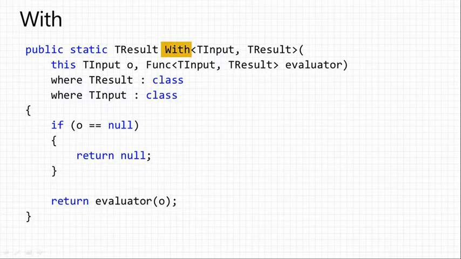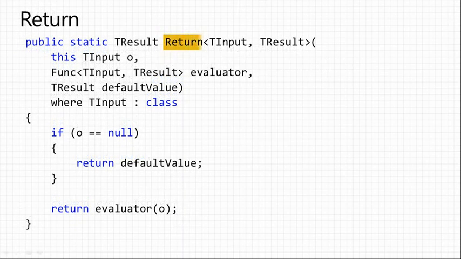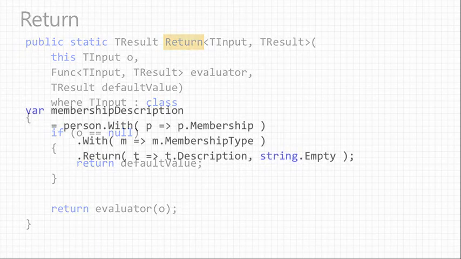Okay, bear with me. Another routine called Return. Very similar. It again has a little conversion function, but this time, instead of just returning null, it has a default value to return if the input value is null. Curious looks on faces. Here we go.